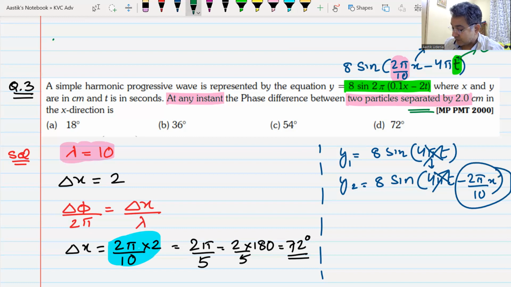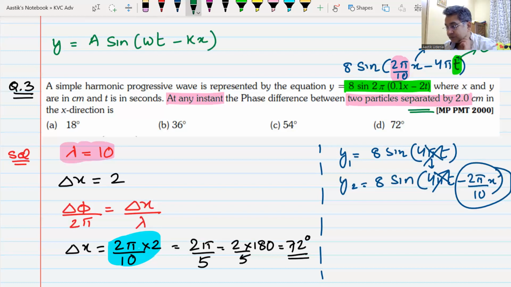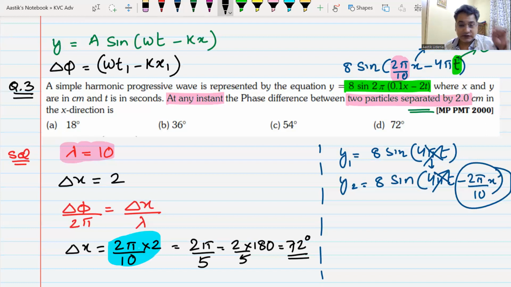If I have an equation of a wave like this, and please note it down, I'm just writing a general form. If I have the equation of a wave like this, and I have to find out the phase difference between two particles at two positions at two different times, remember what I'm saying, two particles, two positions at two different times, then what will be the phase difference? The phase difference will be omega into t1 minus k into x1, that will be the phase of the first particle, minus omega into t2 minus k into x2. Do we understand how I found out the phase difference here?